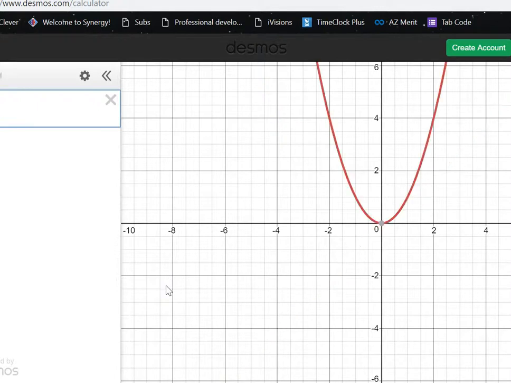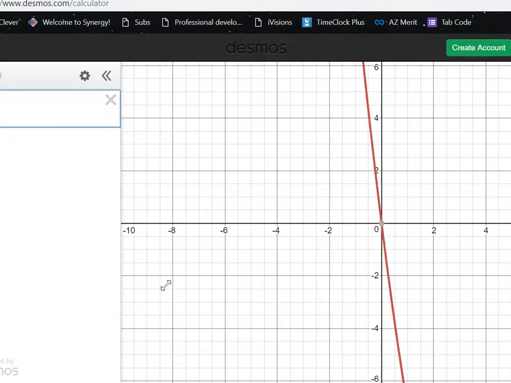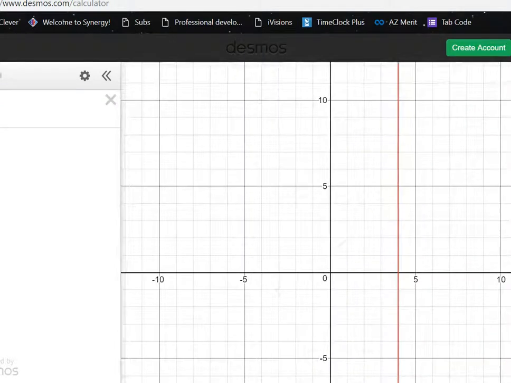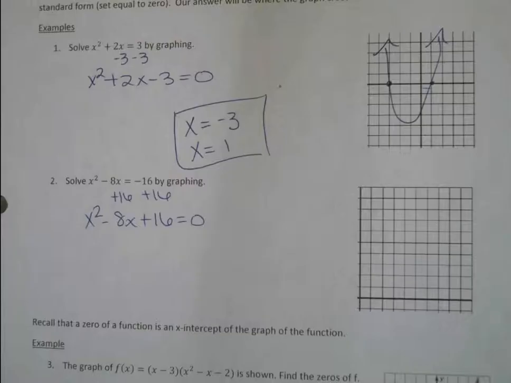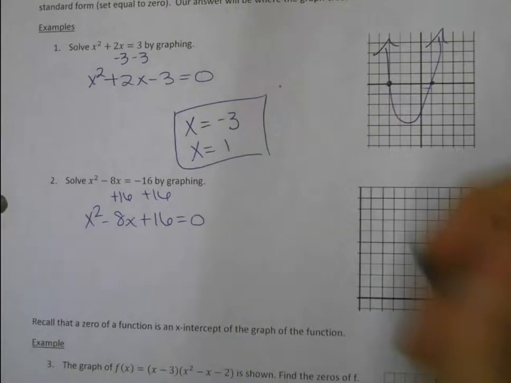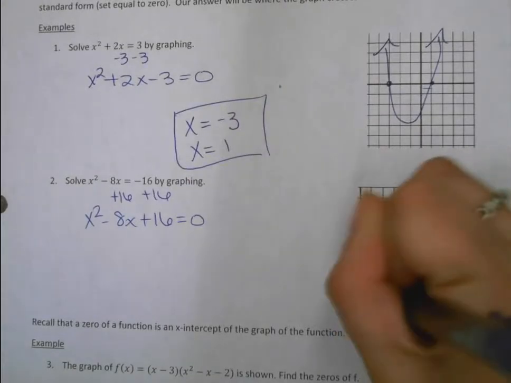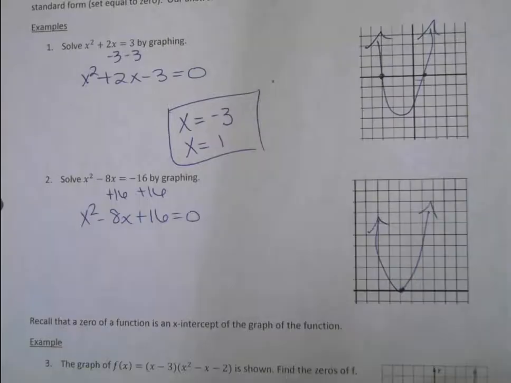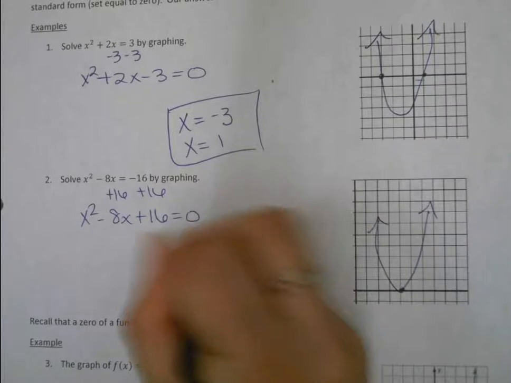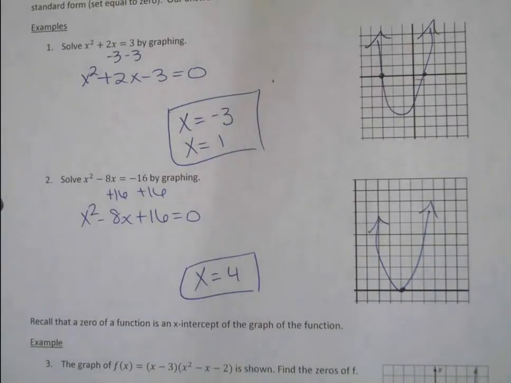So I'm going to type this one in. Oh, I didn't want to type the equals 0. Okay, so this is what the graph looks like. So going back to my paper, or first before I go back to my paper, it's at 4, 0. At 4, 0, I put a dot. And then my answer here is just x equals 4. Questions on number 2?